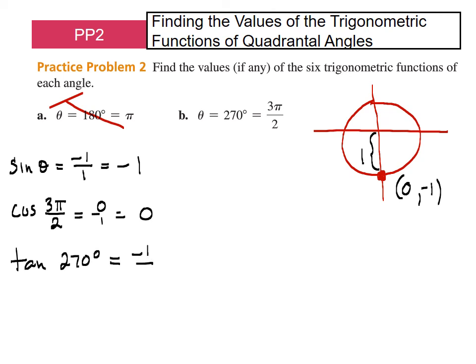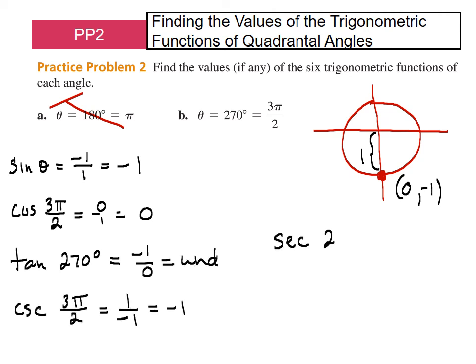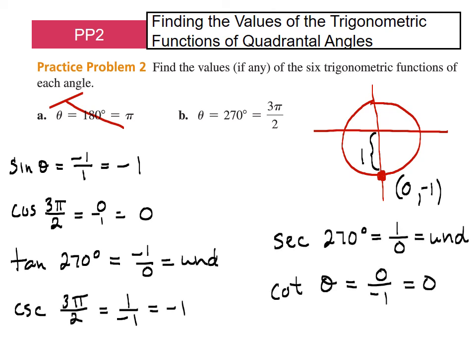Tangent of 270 degrees would be y coordinate over x coordinate. In this case, the tangent value is undefined. All right, cosecant 3 pi over 2. Again, you could use any one of these here because theta or 270 or 3 pi over 2, they're all the same thing. And how about -1? And secant theta, or secant 270 degrees, would be undefined as well. And cotangent of theta would be 0 over -1 or just 0.